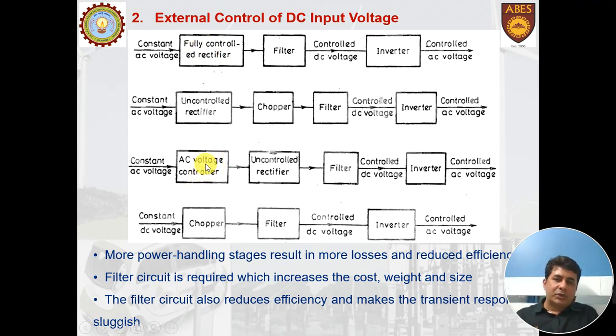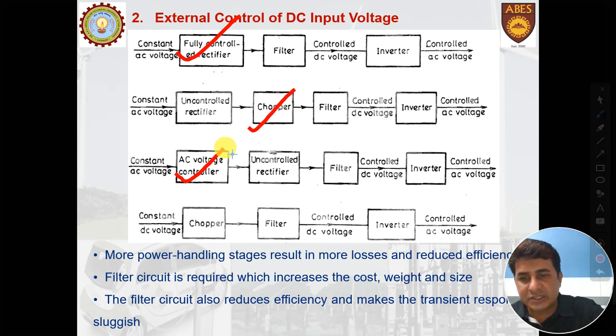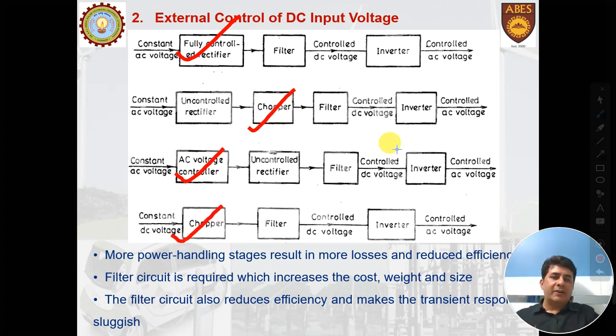Or you can have an AC voltage controller. You feed the system with constant AC, convert it into variable AC, then convert it into DC, and finally you get the controlled AC. So here one more step is added. Or if you have the DC supply available, then you can directly use a chopper. So basically in all these four schemes there is one controlled device: here it is the phase controlled rectifier, here it is a chopper, here it is an AC voltage controller, and here it is a chopper. At every step you are using a filter as well.